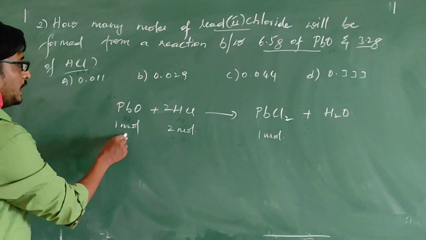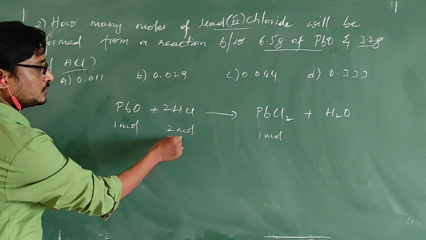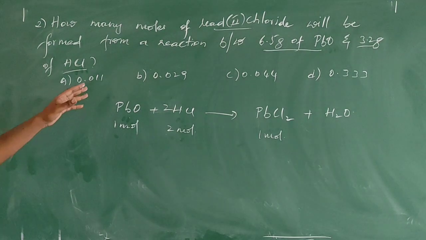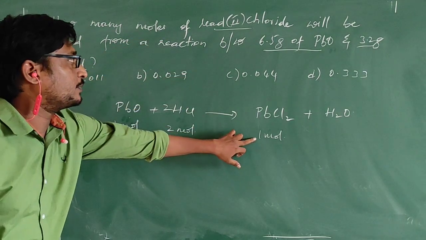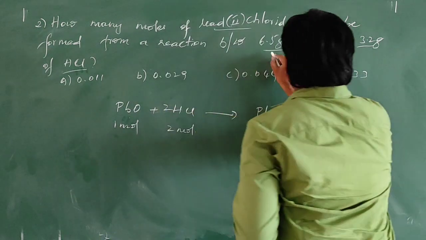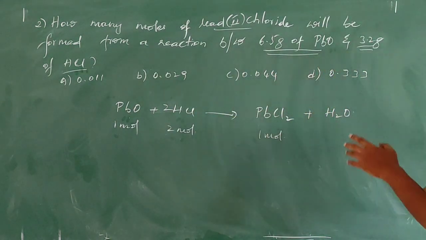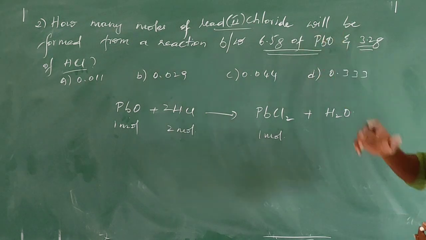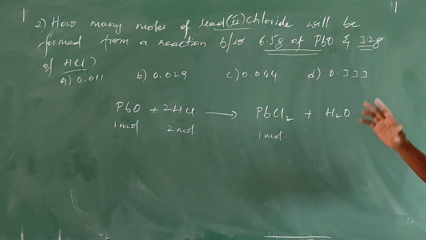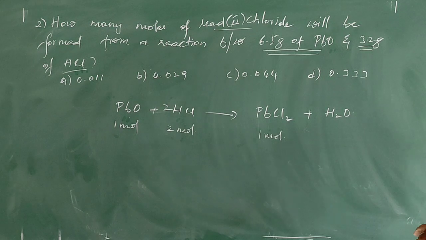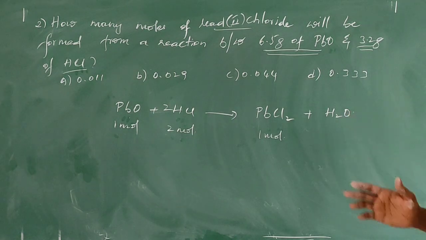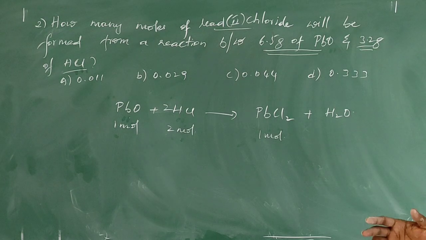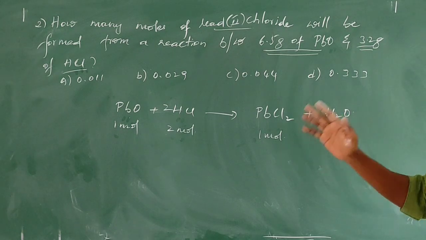That is nothing but 1 mole of lead oxide will react with 2 moles of HCl to form 1 mole of PbCl. He is asking us the number of moles of lead chloride produced. But he has given the mass of lead oxide and the mass of HCl in grams, so we need to convert these things into moles. Before doing that, the first thing you need to know is which is the limiting reagent here. If you know the limiting reagent, we can easily answer this question.